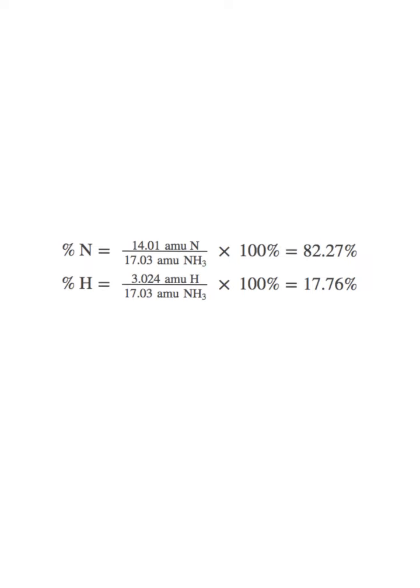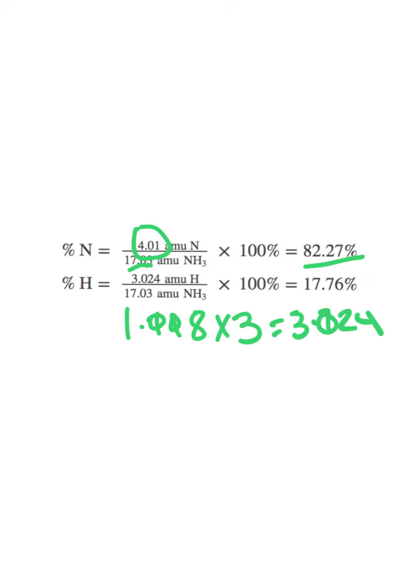Now, we can calculate the percent compositions for both the respective amounts of nitrogen and hydrogen as demonstrated in this picture. All that we've done is we've taken nitrogen's AMU divided by the total AMU multiplied by 100 gives you the percent composition. This is the same thing that was done with hydrogen, except hydrogen's AMU, which is 1.008, was multiplied by 3 first to get to 3.024, because there are 3 hydrogens present in ammonia.